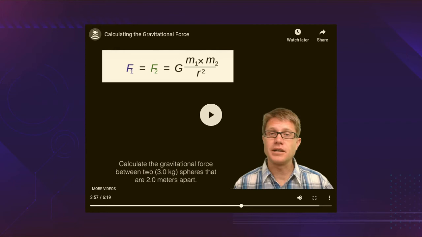So you have all the information to solve for this. And remember that the problem itself doesn't give you constant G. You should be able to use it yourself. Hopefully you've written it on your paper.